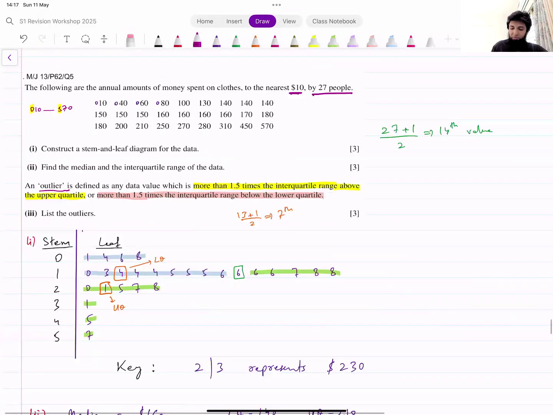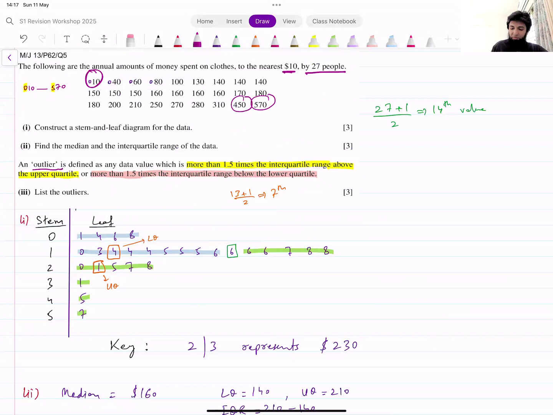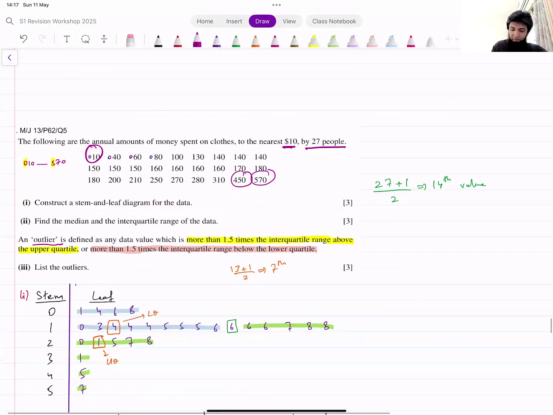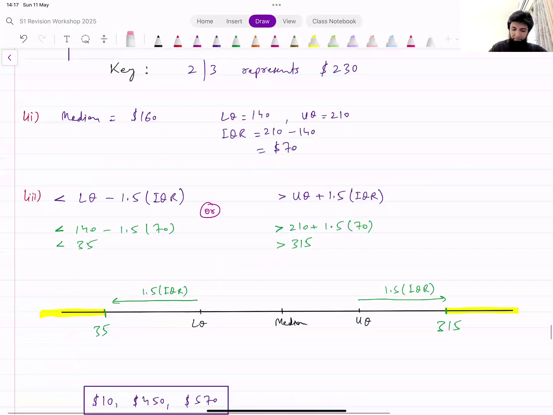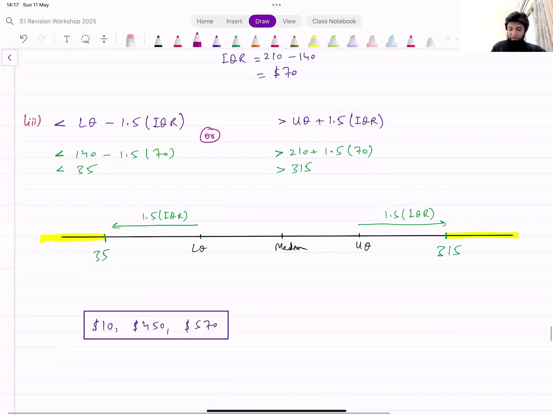10 is less than 35, and 570 and 450 are greater than 315. So these are the three outliers that we've got. Based on this definition, we said the outliers are $10, $450, and $570. Okay, that's how you interpret that.